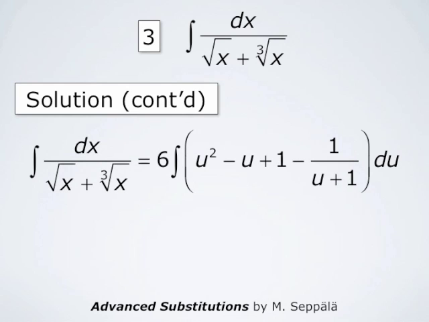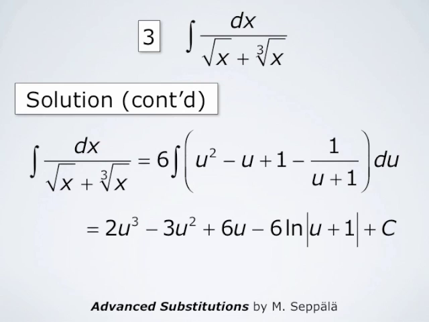So we obtained that integral of dx divided by square root of x plus cube root of x is 6 times integral of u squared minus u plus 1 minus 1 divided by u plus 1 du. And this is 2 times u cubed minus 3 times u squared plus 6 times u minus 6 times natural logarithm of the absolute value of u plus 1 plus constant of integration.